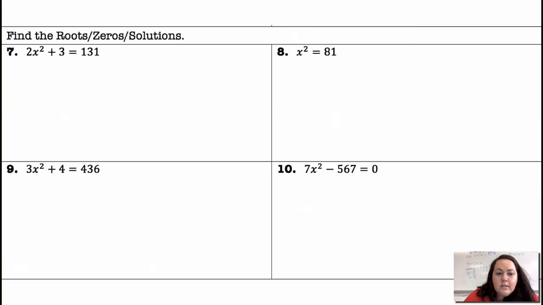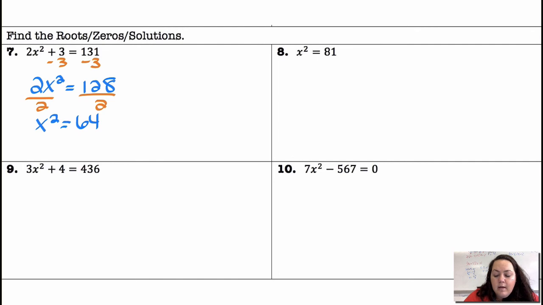Now find the root, zeros, or solution. Here I'm going to actually figure out what x equals, so I'm going to use the square root method. I'm going to try to get x squared by itself, so I'm going to subtract 3 on both sides. That gives me 2x squared equals 128. Divide both sides by 2. That gives me x squared equals 64. When I take the square root, I get positive or negative 8, because negative 8 times negative 8 would give me 64, and positive 8 times positive 8 would give me 64. So you're always going to have two solutions when you take the square root, a positive and a negative.